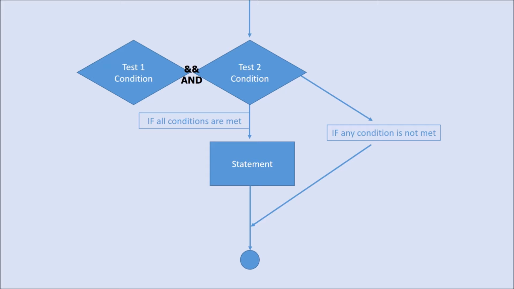This is the AND statement in graphic representation. You'll notice there is a test 1 condition and a test 2 condition. And if all conditions are met, it will then go into the next statement. However, if any condition is not met, it will pass around that statement and continue on.